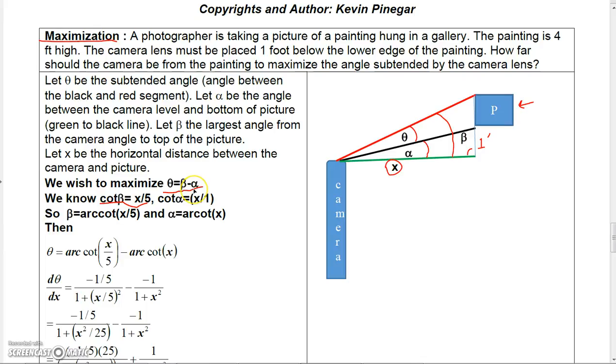Now, cotangent of alpha, playing it the same way: the adjacent side would be x, and the opposite side would be 1. So cotangent of alpha is x over 1.